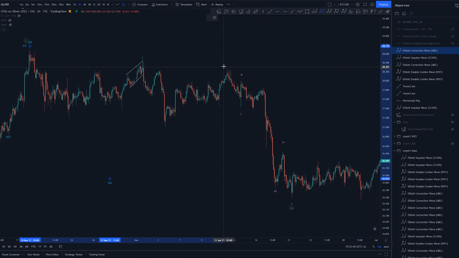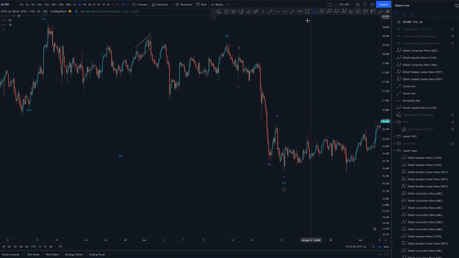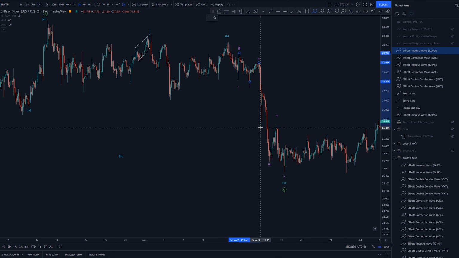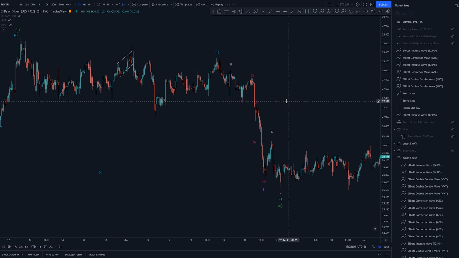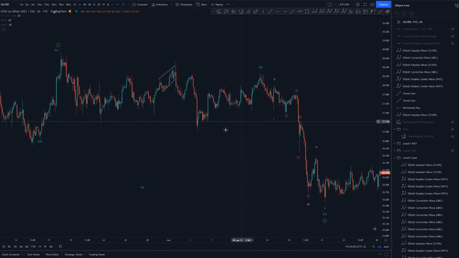So this would be the minuets. And again here would be another 1, 2, 3, 4, 5 of micro scale. This looks 5 wave-ish, but I think we could say A, B, C or something if we looked more closely.